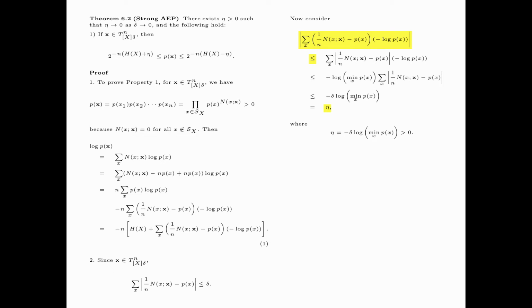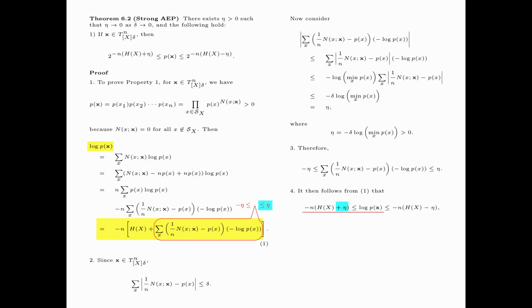So we have proved that the absolute value of the summation in equation 1 is less than or equal to eta. Therefore, the summation is lower bounded by minus eta and upper bounded by eta. This is illustrated in equation 1. Now it follows from equation 1 that log of p(x) is lower bounded by minus n times (entropy of x plus eta), where this lower bound is obtained by taking the upper bound eta on the summation in equation 1. On the other hand, log of p(x) is upper bounded by minus n times (entropy of x minus eta), and this upper bound is obtained by taking the lower bound minus eta on the summation in equation 1.